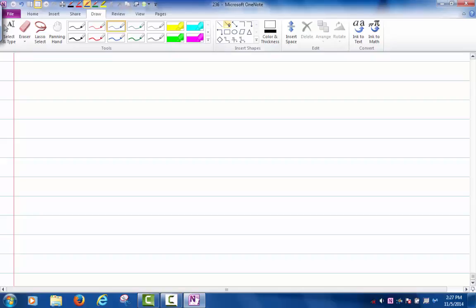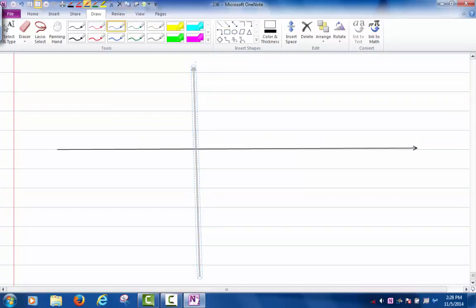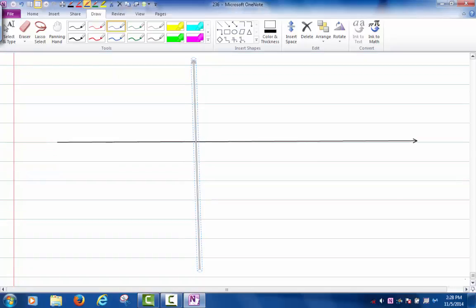So let me draw the graph of this function. Let's say I have the x-axis here, and the y-axis here. Okay, how would I draw this graph?